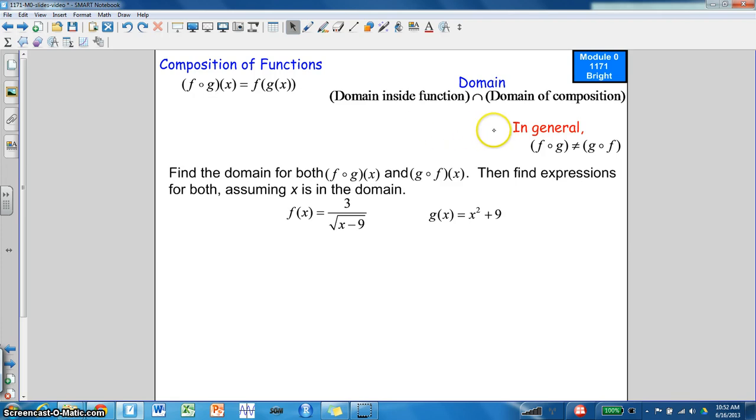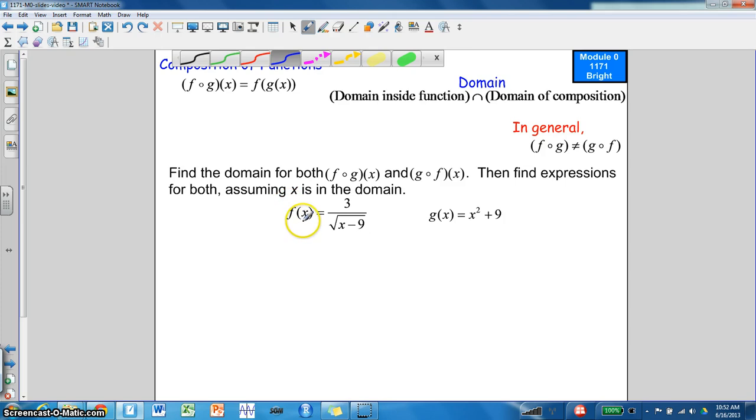One thing I would like you to keep in mind throughout all this is, in general, if you do the composition in one order and then do it in the other order, they're not equal. There may be some cases where it works out, but in general it is not. And that is illustrated in this example down here. So let's just go ahead and dive in. So we're supposed to find the domain for both orders of the composition and then find the expressions for both, assuming that we're inside the domain.